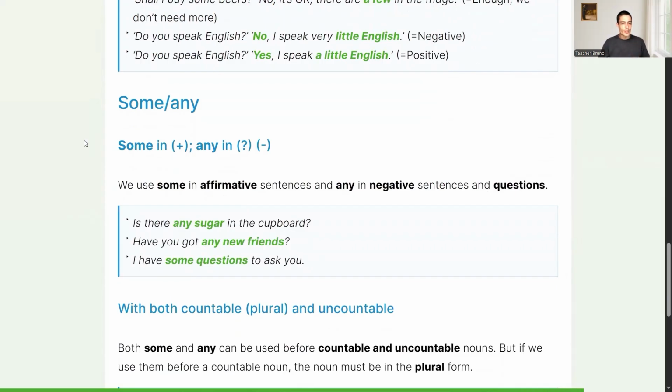Another important point here is the use of some. We use some in affirmatives and we use any in questions and negatives, and all the other words that come from it: something, somewhere, somehow, etc. Anything, anyone, anybody, anywhere. The same logic applies to everything. Is there any sugar? Have you got any new friends? I have some questions for you. That's affirmative.